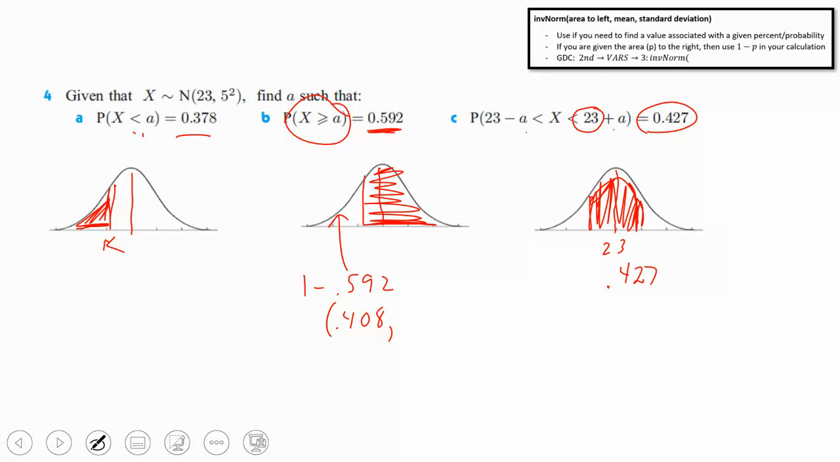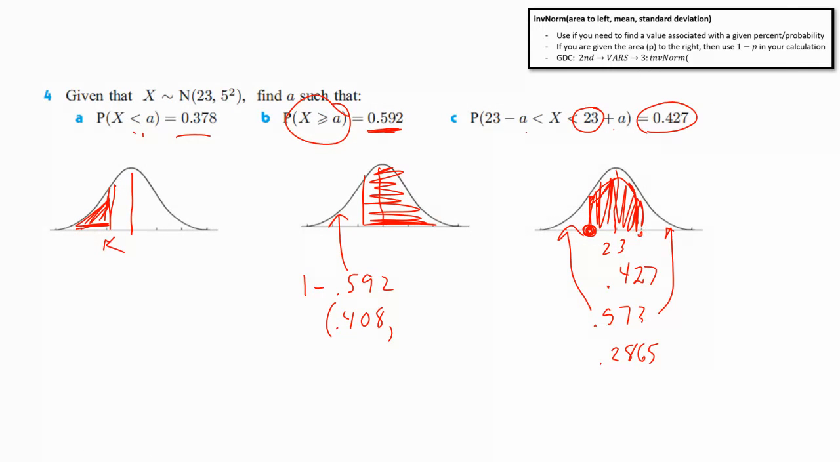That means the outside, if you take 1 minus 0.427, you get 0.573. It has to be shared equally between those two outside values. So divide it by 2, you get 0.2865. So that is what you would actually use to find this first point. And then from there, you can use symmetry and say it's the same distance above as below. Okay, so those are inverse norms. You can check everything with normal CDF when you get your answer.